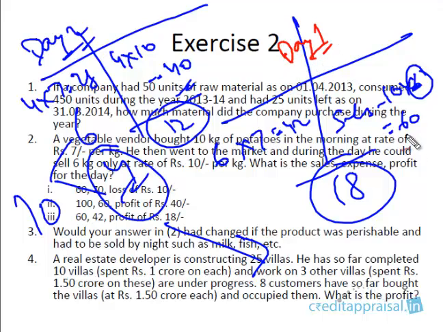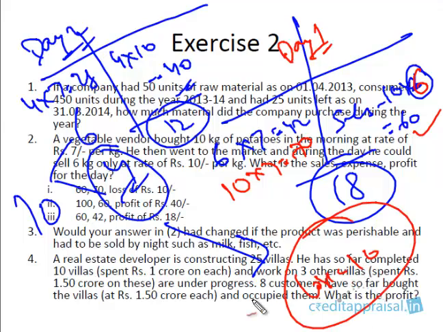Sales, you could sell only 6, so 6 into 10, 60 is correct. But the expense in that case will be all the 10 into 7, 70. In that case, definitely you incur a loss of 10. Is the distinction clear?